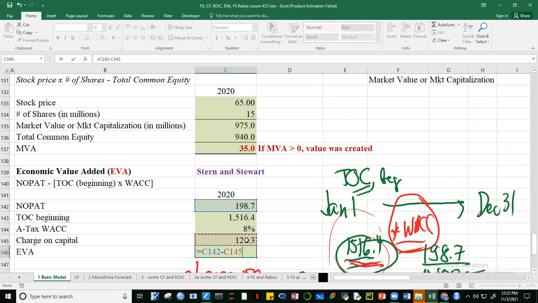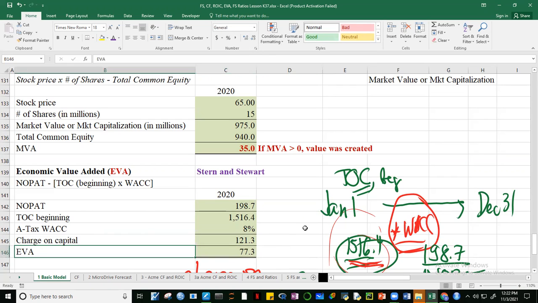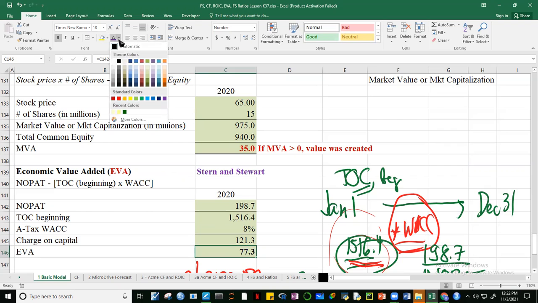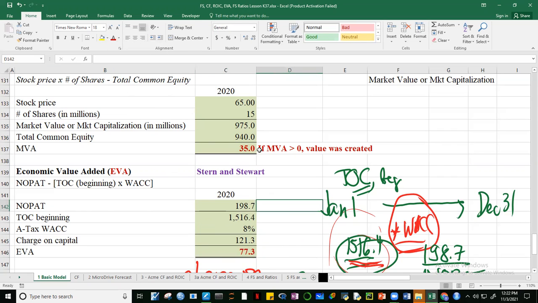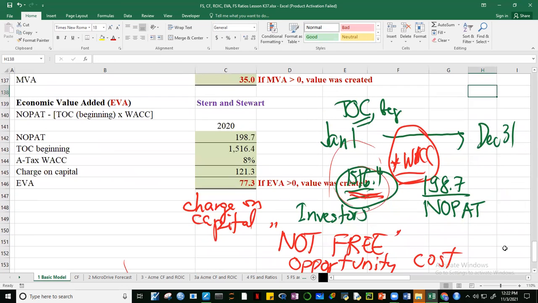Okay, so management was able to, we call this the economic value added. The NOPAT was greater than the charge on the capital, which is good. It means that value was created for the company. And that's consistent with the EVA. If EVA is positive, then MVA will also be positive. If EVA is greater than 0, then value was created. Okay, so let me just copy this format here. There, guys. Okay, value was created.